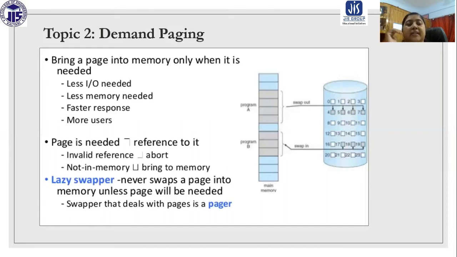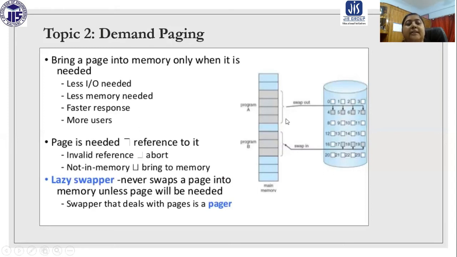So a page is needed, reference to that. Invalid reference, abort. Not in memory, bring to memory. So these are the steps. Basically, firstly, we need to search if the page is needed. If the reference is invalid, that means the disk address is invalid, then abort. If it is not in memory, then bring it to memory.